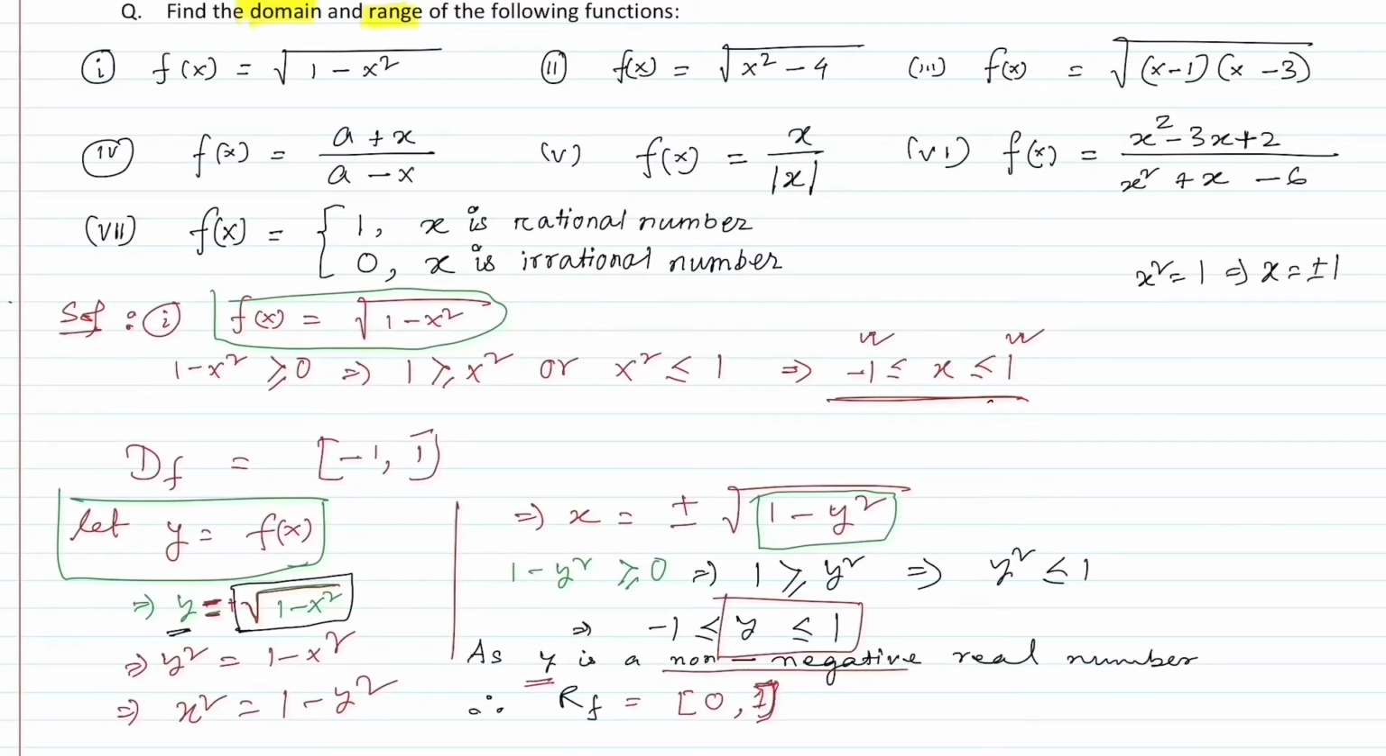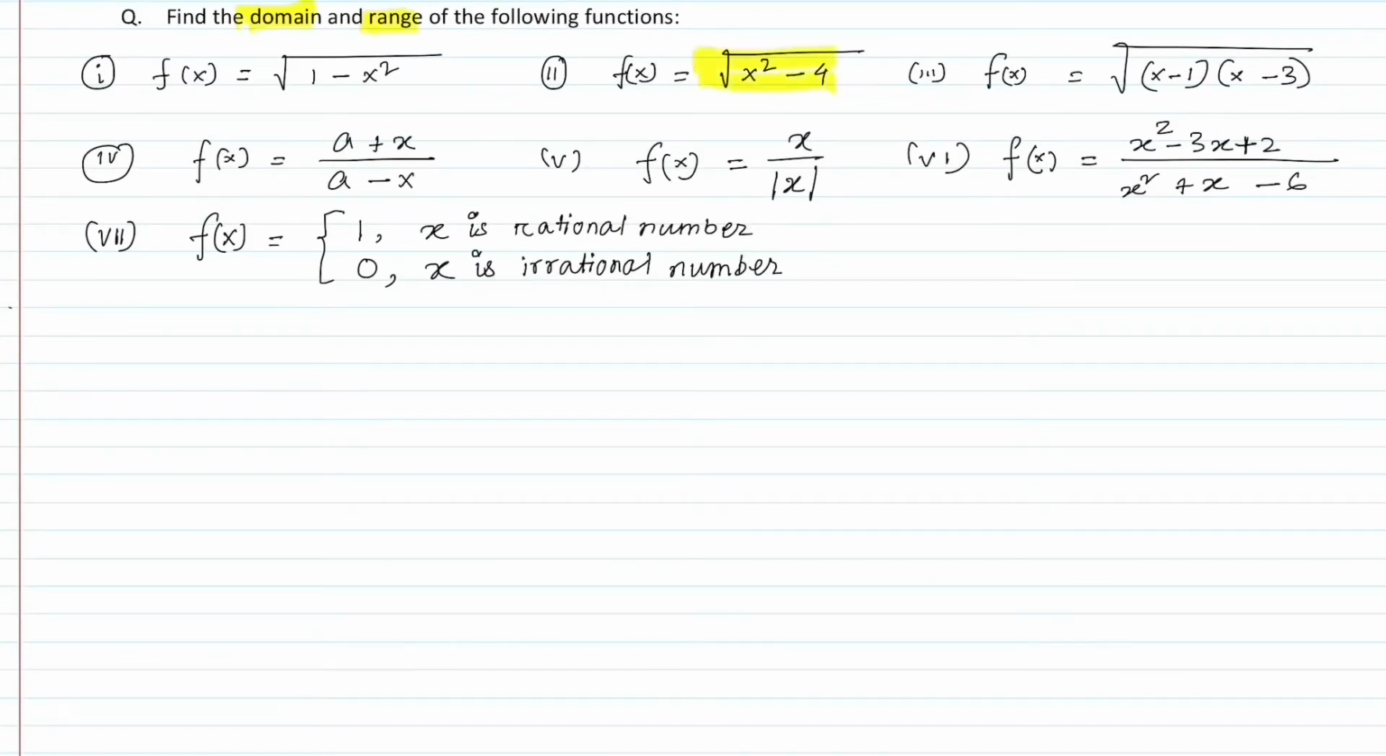And as y is a non-negative number, though we have got y is greater than or equal to -1, we cannot take those values. Okay, so therefore our range of this function is this one, from 0 to 1. Okay, so this is the range. That's how we can find the domain and range of such functions. Okay, so let me show you the next one.